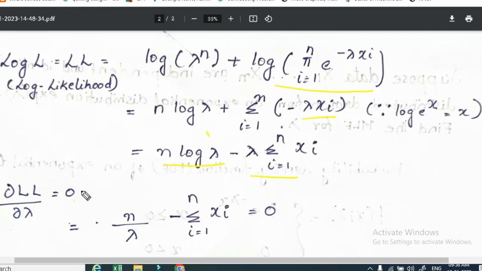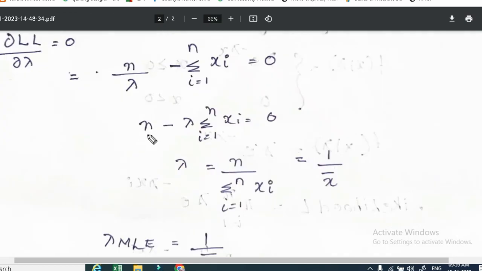In the next step to find the MLE, you have to find the derivative of the log likelihood with respect to lambda and equate it to 0. Whenever you differentiate this part, you will get n by lambda, and from this part you will get minus the summation of xi from i equals 1 to n, and you equate it to 0. Let us simplify: you will get n minus lambda times the summation of xi from i equals 1 to n equals 0.